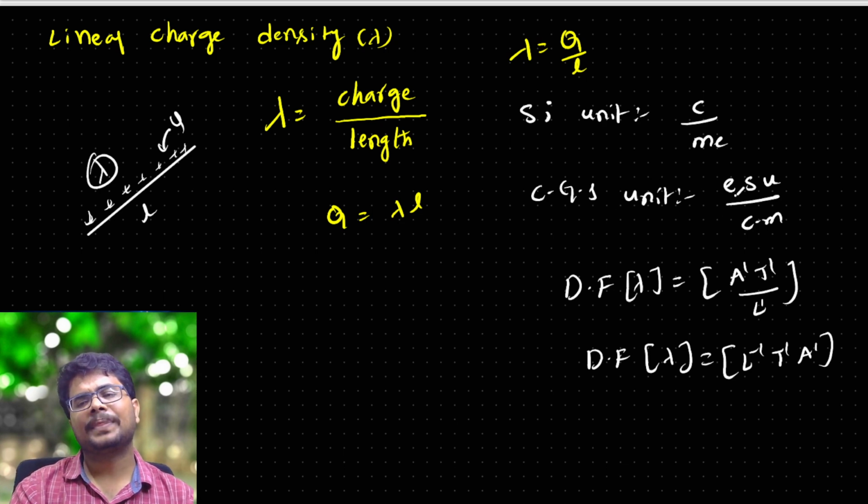CGS unit, what can you write? Electrostatic unit, we can write, coulomb as CGS unit. Electrostatic unit, also called statcoulomb, divided by centimeter. Then the dimension formula.